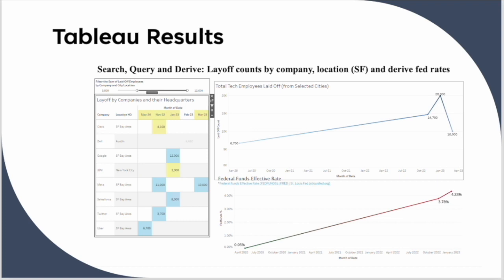So with Tableau results, we're going to continue with search query and derive. So in this case, I'm filtering layoff counts of 3,500 or more to 12,000. And then from here, I can focus on the San Francisco area, Bay Area, and derive the Fed rates. So after limiting, querying this area here, I can select these values. And then by choosing a select function within Tableau, we see that we have a new chart here for the tech total layoffs. And then we can see that this line is nearly the same slope as the federal funds. And we can see a direct correlation occurring there.